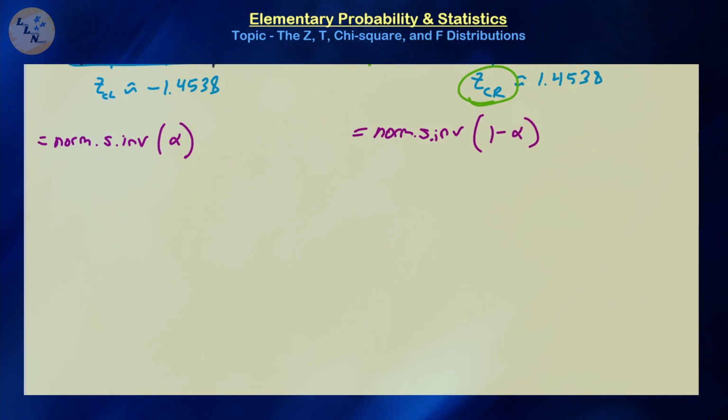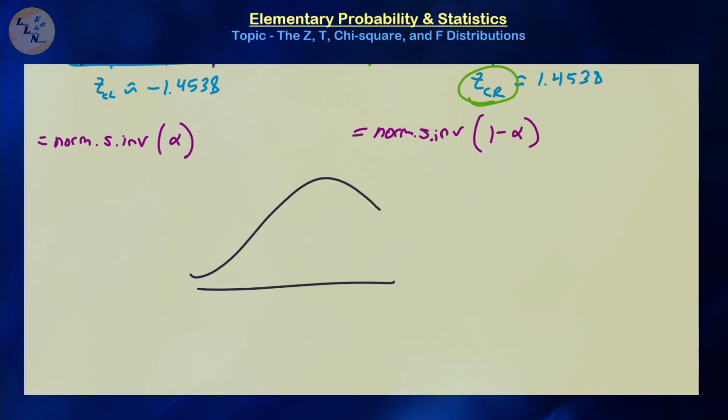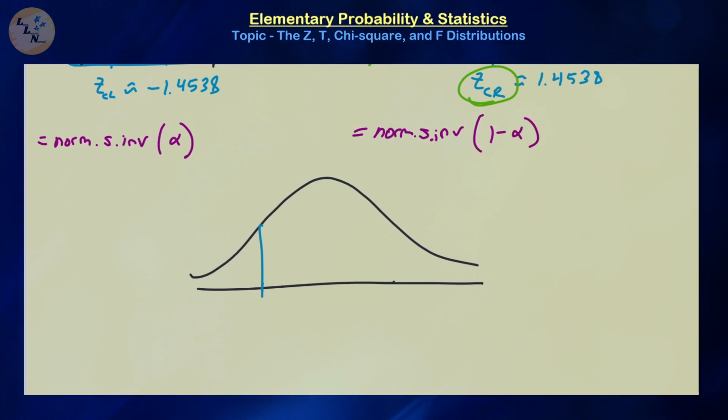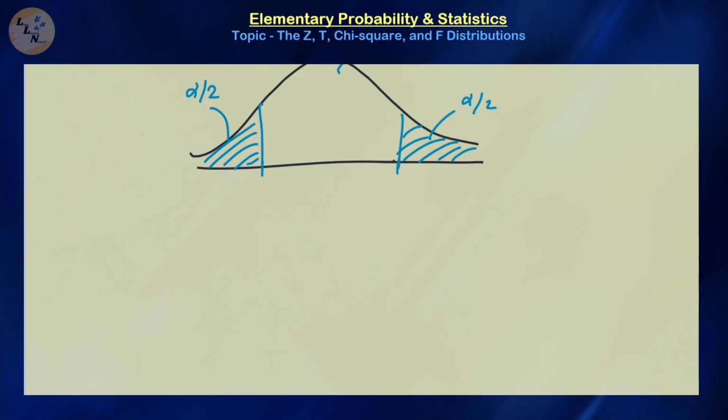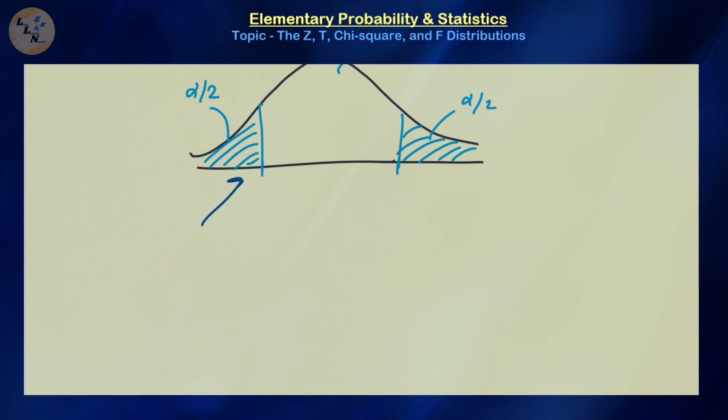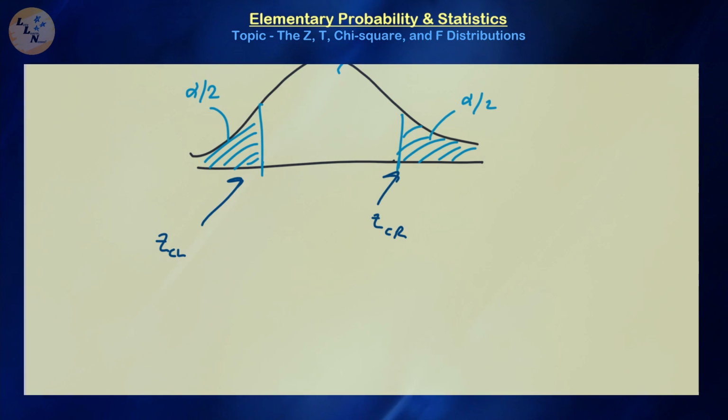Now let us look at our two-tailed test. So let's assume this is our distribution, and we have that point there and that point there. If our alpha is symmetrically distributed within the tails, that means this area over here is going to be alpha over 2, and that's going to be alpha over 2 as well, with 1 minus alpha on the interior. So we're going to have two numbers here, ZCL and ZCR.